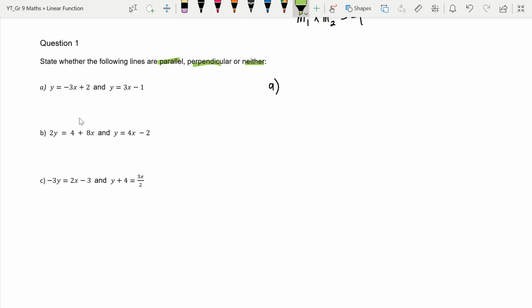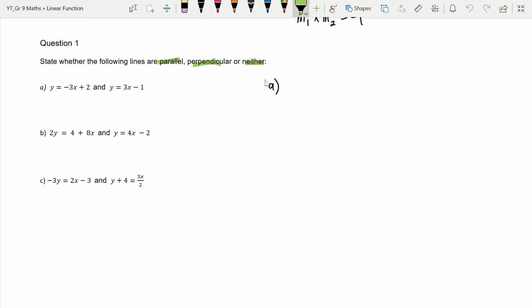Well, what do we need to look at? We need to look at the gradients to comment on this. Because if the gradients are the same, we know that they are parallel. If we multiply the 2 gradients and they give us -1, then we know that the lines are perpendicular. But if neither of those 2 things is true, then it's neither. The lines are not parallel nor perpendicular. I don't know if my fancy English worked there, but you know what I mean. So let's test it out.